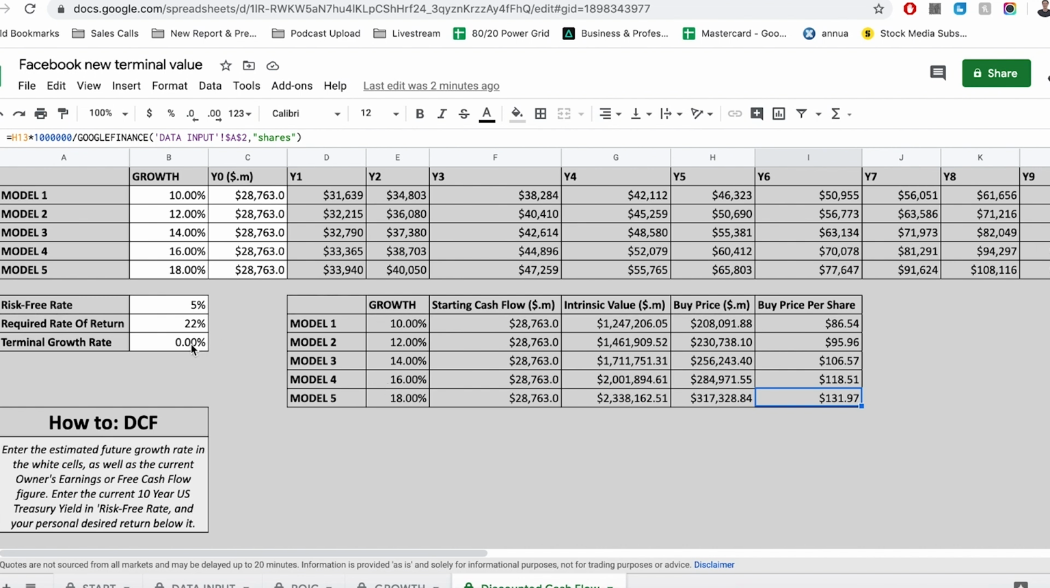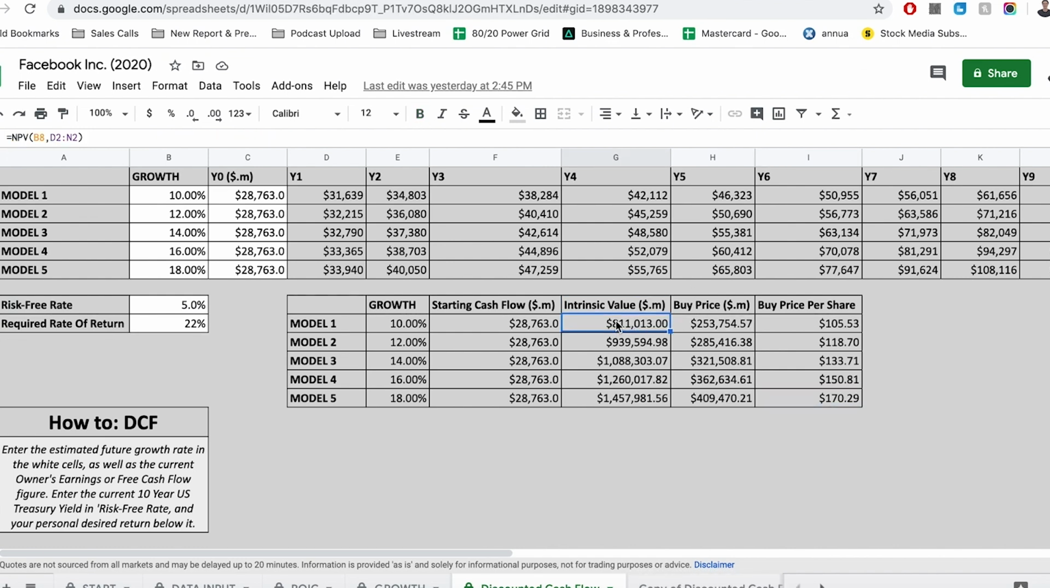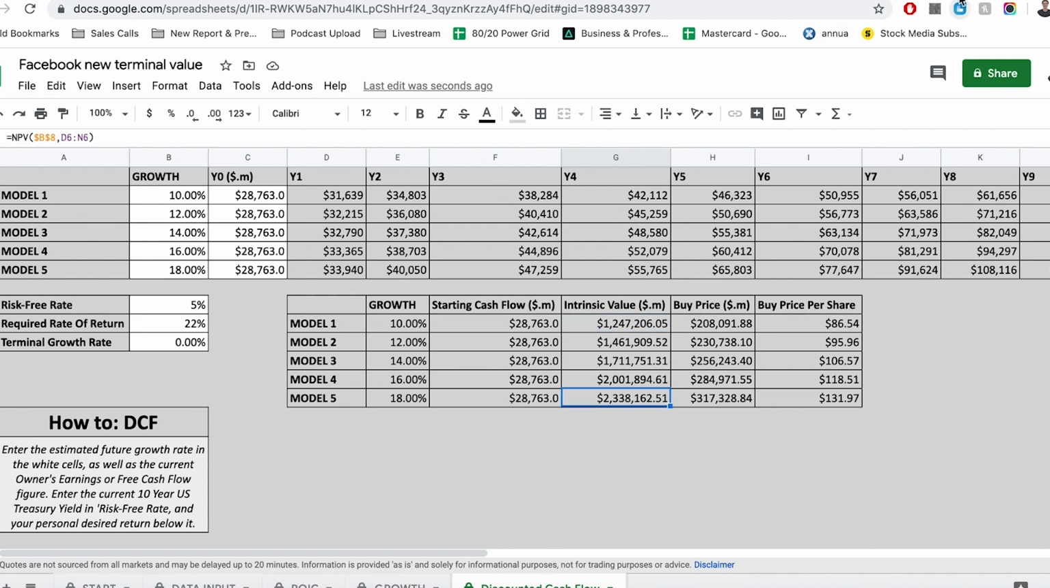We could make the assumption that Facebook is going to grow at some rate after the 10 years. So if we put in, let's say, a 2% terminal growth rate, then you can see that it will bump up the buy price slightly, but it won't make much of a substantial difference. The other thing to notice is the intrinsic value. If we're using a risk-free rate of about 5%, the old intrinsic value ranged from $800 billion up to $1.5 trillion for the whole company, and that changed to 1.2 trillion to 2.3 trillion. So the intrinsic value has gone up using this method.